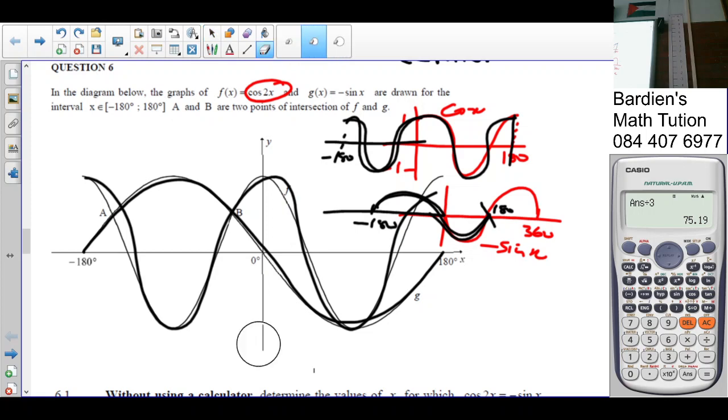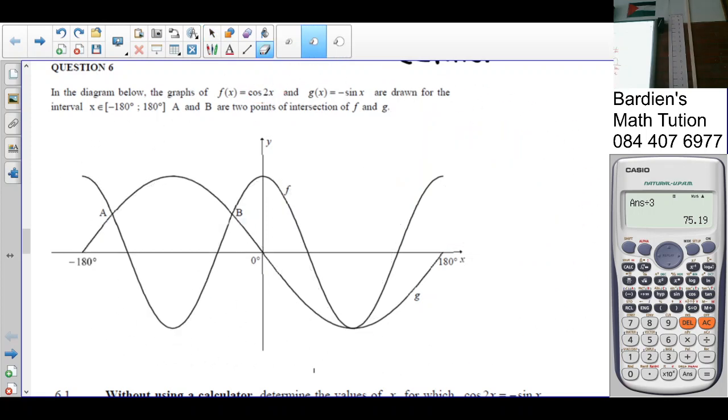Okay. Then we are told that A and B are points of intersection of f and g. The points of intersection, the graphs are equal at those points. Okay, there's another point of intersection. If the question is how many solutions there are from negative 180 to 180, the answer would have been 3 in this case. As you can see, the graph is cutting itself in this given interval at 3 points. Okay.